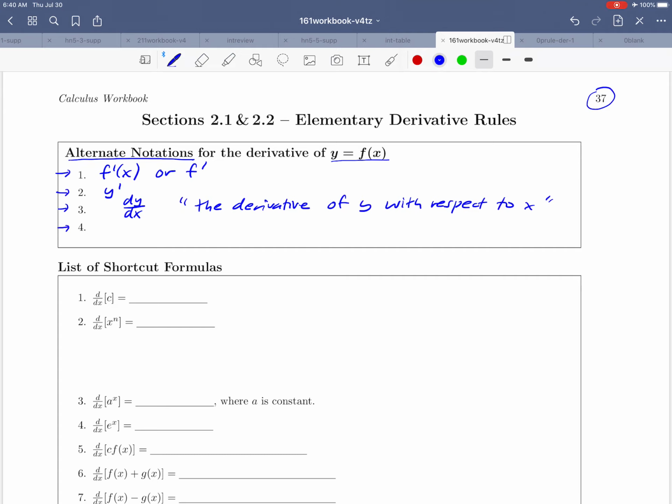Finally, we'll add one more thing to this list. We could write d dx of f of x. In words, the derivative with respect to x of the function f of x.